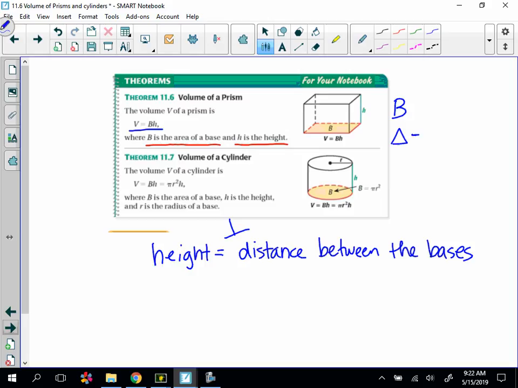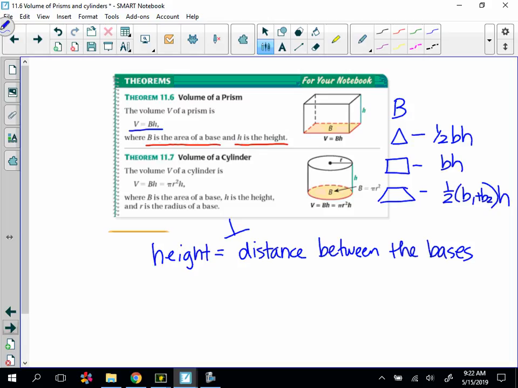Capital B, since that's the area, if you have a triangular prism, then your area formula is 1/2 base times height. If you have a rectangle, then your area formula is just base times height. Or maybe you have a trapezoid. So that formula for capital B would be 1/2 times base 1 plus base 2 times your height. So capital B can be multiple formulas, it just has to be the area of the base.